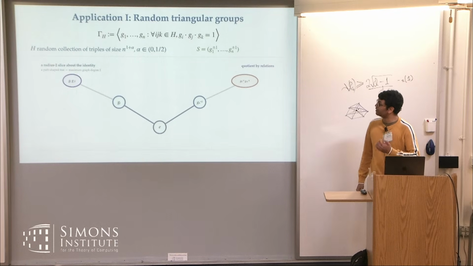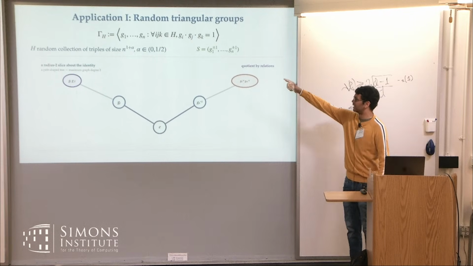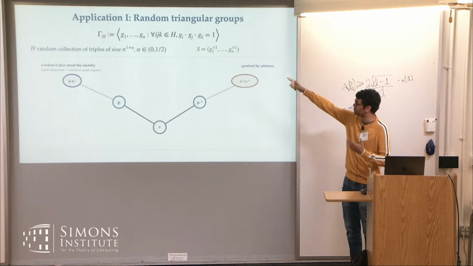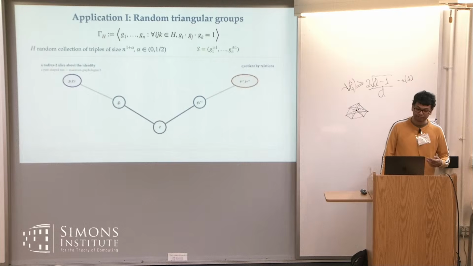But then what I do is I add a bunch of relations. And these relations are of length 3. They're of the form Gi times Gj times Gk is equal to 1. And you should think of the collection of these relations as being random.